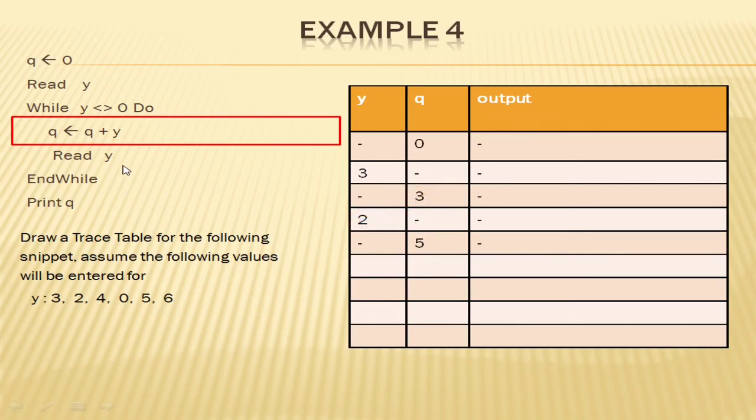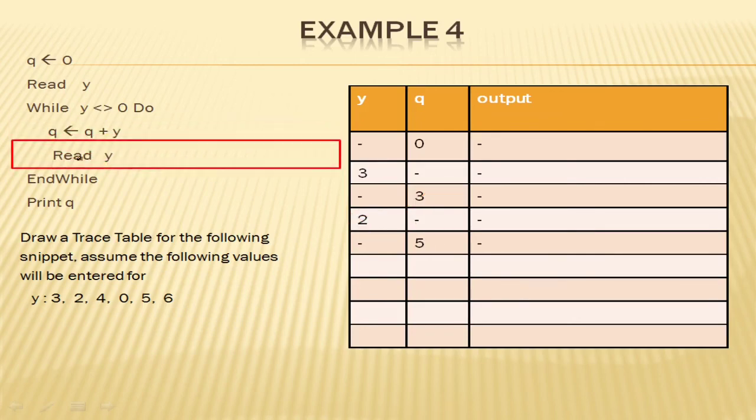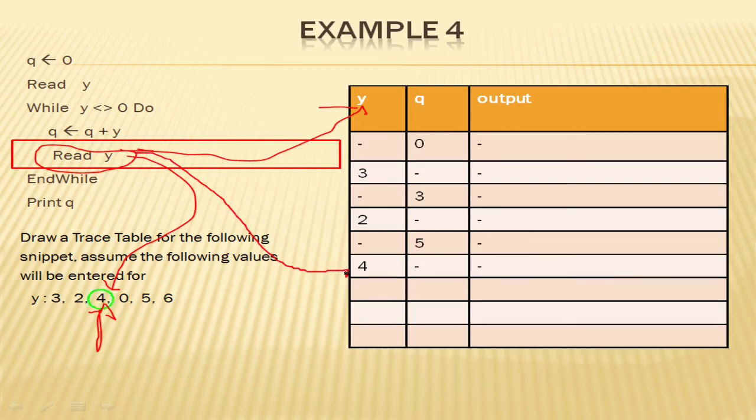We're going to move to the next line, and it says read y. So the next value that we're going to enter for y is 4. We are in this line, and the value that we're going to enter is 4. Hence underneath the y column we have the value 4 right here. There is no value for q in this line, so we put a dash. There is no value for output, so we put a dash. And then we're going to move to the next line.